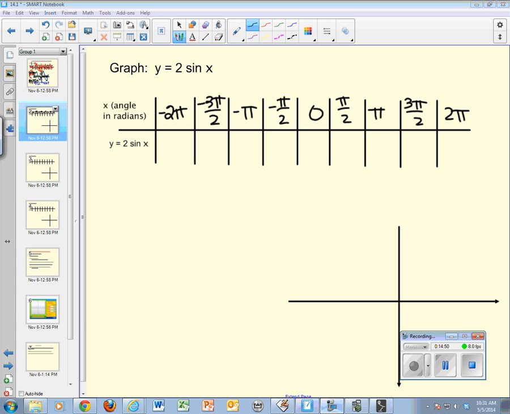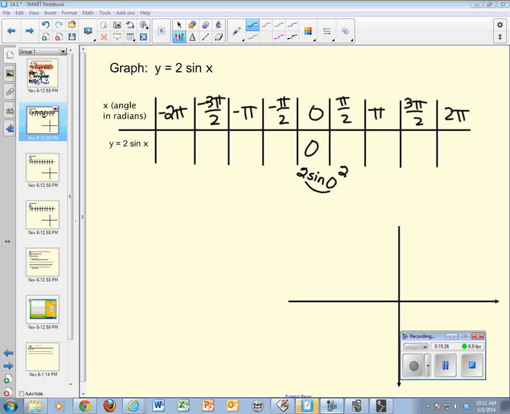Okay, let's do a couple of these together. So let's just start with 0 here. So I'm going to plug in 0 for my x. Now, how this equation is written, we need to do the sine of 0 first, and then we need to multiply it by 2. So find 0 on your unit circle. You're doing sine, which is the y coordinate, and that's 0 in this case. And then we're going to multiply that by 2. So we have 0.